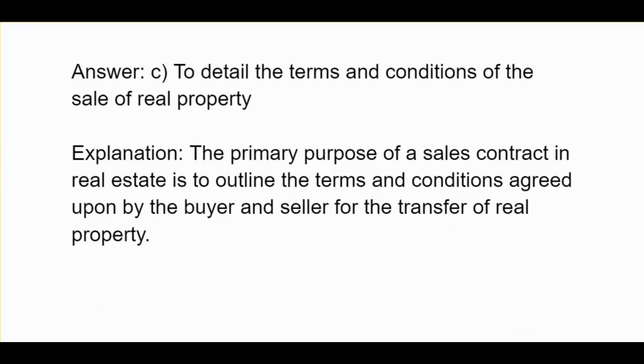C, to detail the terms and conditions of the sale of real property. The primary purpose of a sales contract in real estate is to outline the terms and conditions agreed upon by the buyer and seller for the transfer of real property.